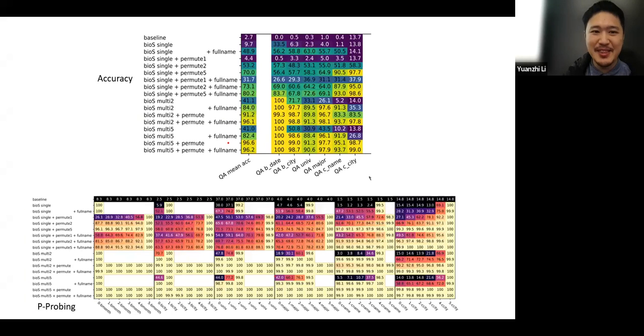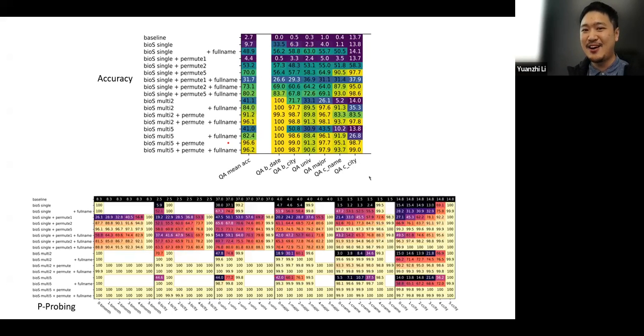So there are different ways. Here is basically the augmentation you use, for example, full name or permutation, and the number means how many times you do it. For example, you permute 1 time per person, or 2 times, or 5 times per person. This permute 1 is particularly interesting. It means that for each individual person, the sentence ordering is different. They are randomly permuted, but you only see 1 permutation per person.